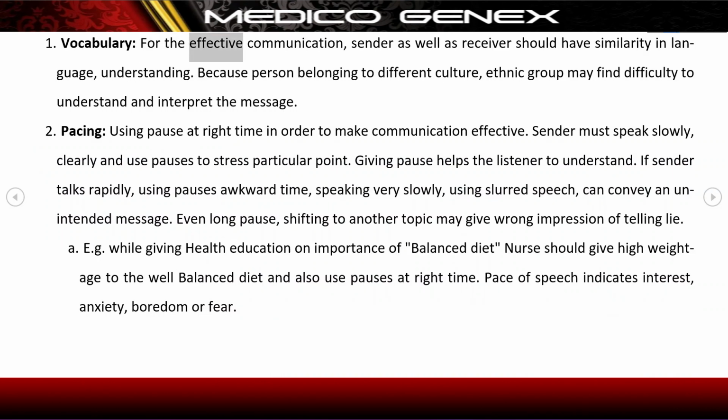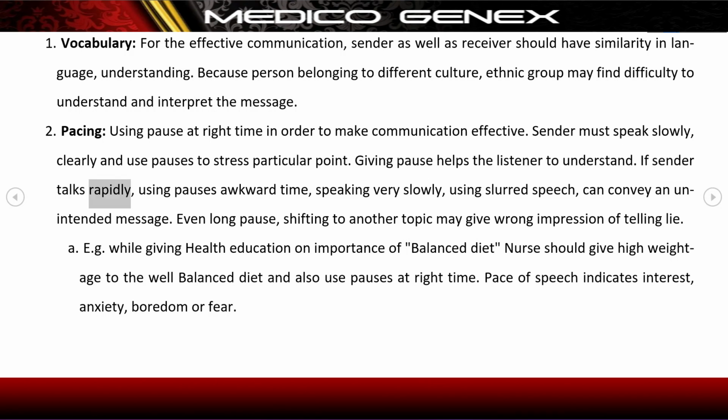Vocabulary. For effective communication, sender as well as receiver should have similarity in language and understanding, because a person belonging to a different culture or ethnic group may find difficulty to understand and interpret the message. Pacing. Using pauses at the right time in order to make communication effective. The sender must speak slowly, clearly, and use pauses to stress a particular point. Giving a pause helps the listener to understand.